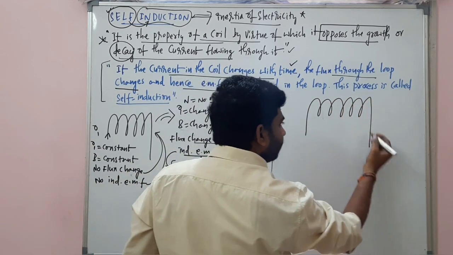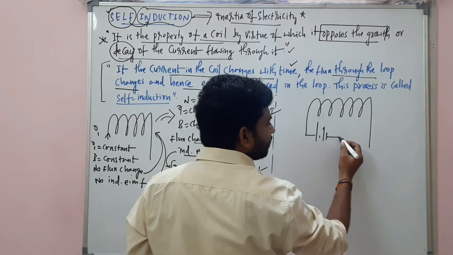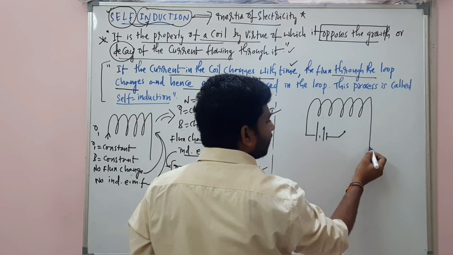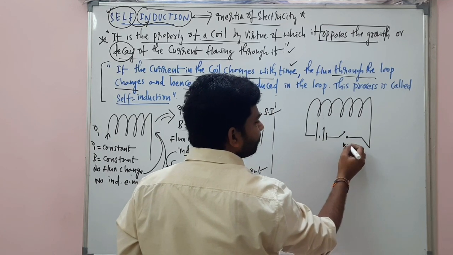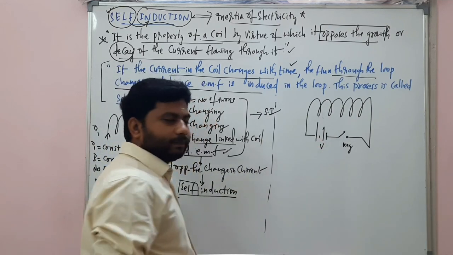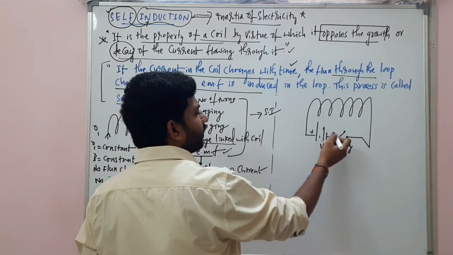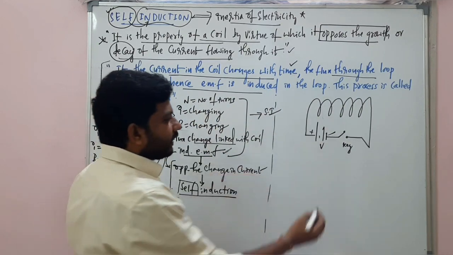This is the coil. There is a battery associated with this, and a plug key associated with this. This is called the key. It's a battery of voltage V, with a positive terminal and a negative terminal here. Look at the first case.